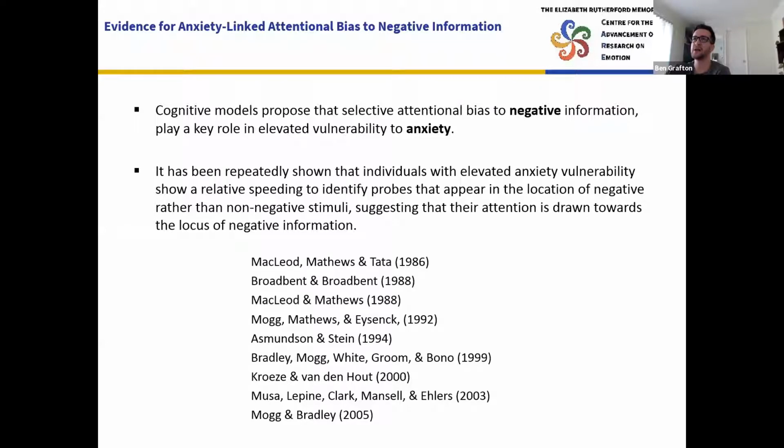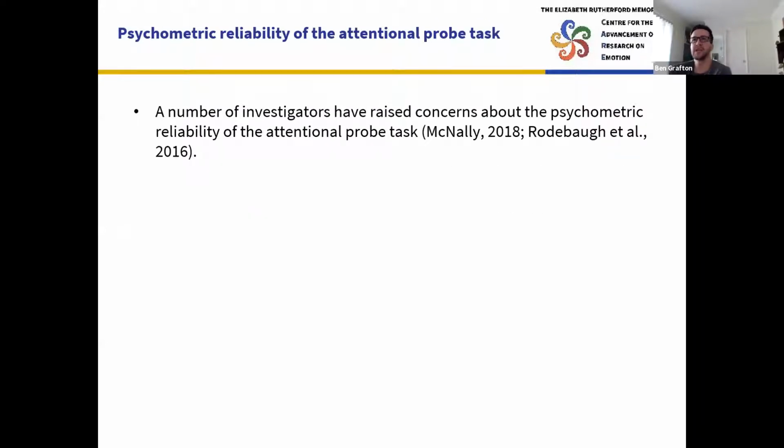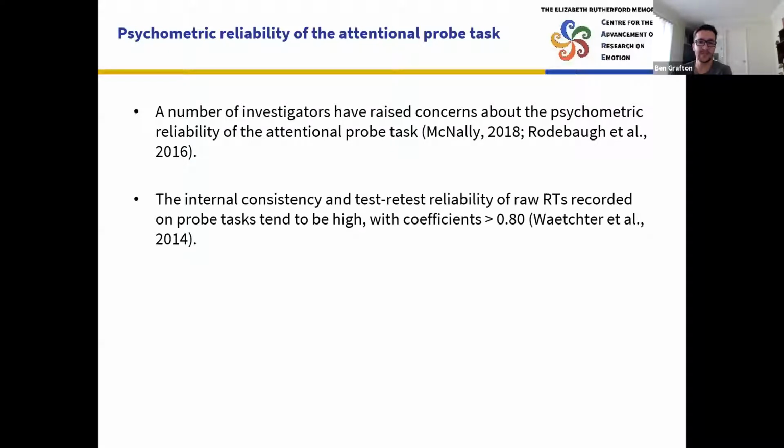Around about, I'd say, mid-2000s, some people started to raise concerns about the psychometric reliability of the probe task. And it wasn't probably until about 2015 that that became something that was more prominent in the literature, and a lot of people were starting to comment on it. And the kind of thing that you'd see people say is that the internal consistency of the raw RTs, so just the raw probe responses, are quite high, above 0.8 typically.